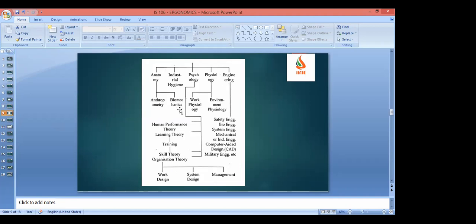And psychology, which is talking about human performance theory, learning and training, and skill theory. And physiology is talking about work physiology and environmental physiology. Then engineering, which will be talking about safety engineering, bioengineering, systems engineering, mechanical, and also computer aids, and also military engineering. These are some of the other factors which they are going to consider.